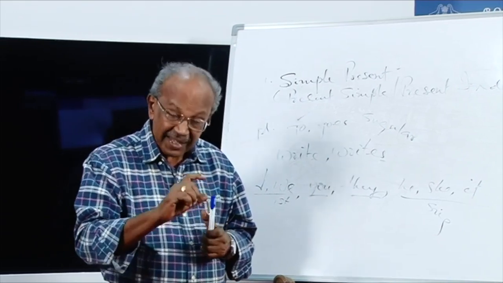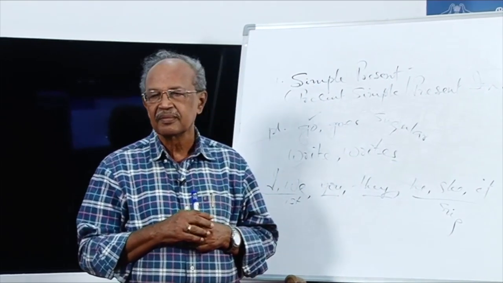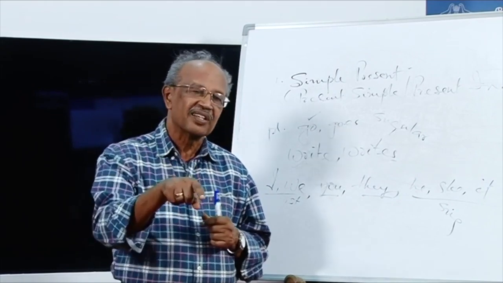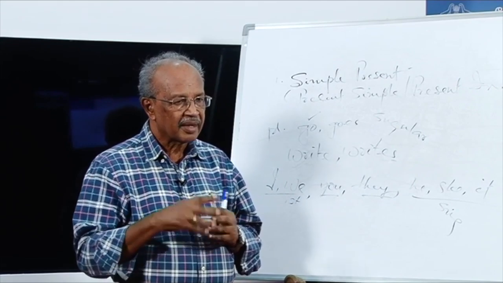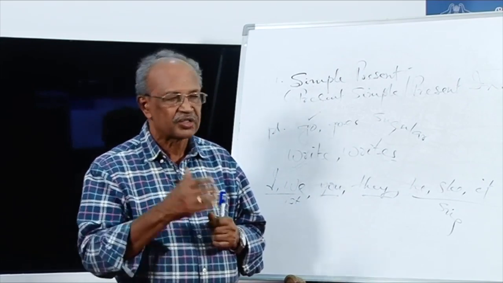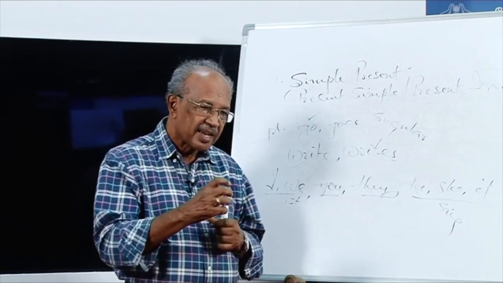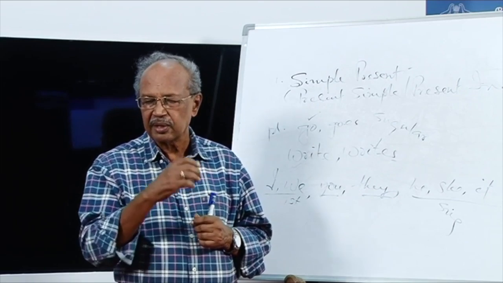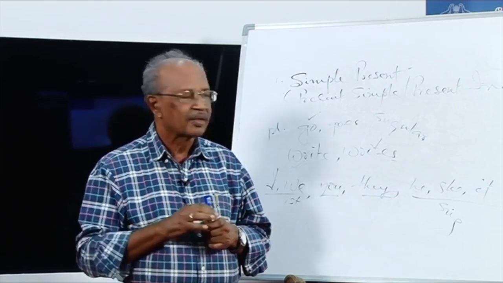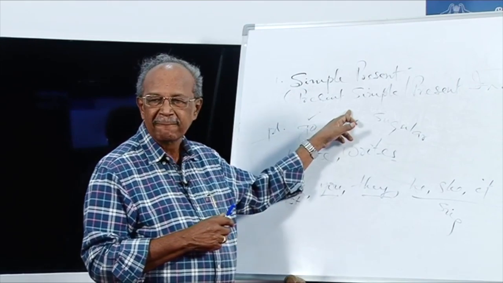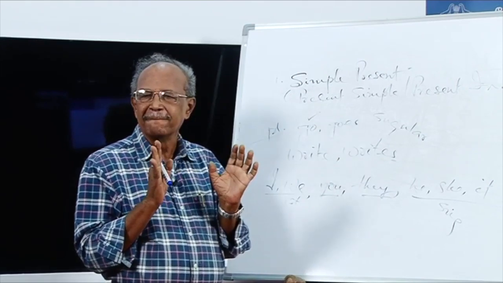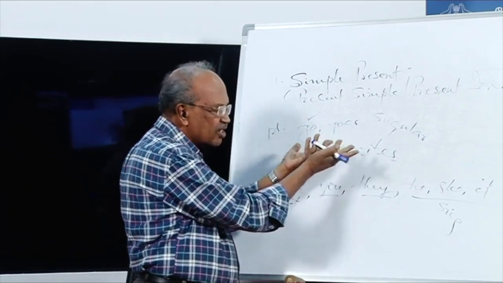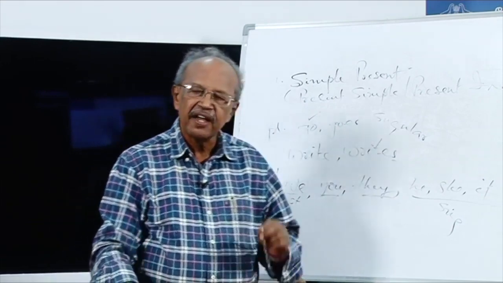A cow eats grass. A cow eats, E-A-T-S, eats. Cows eat grass. A child likes toys. Children like toys. Child, plural, children. Children like toys. This is the simple present form. Very simple form. Either the bare form or the base form or the es form. Now the question is, where do we use it?